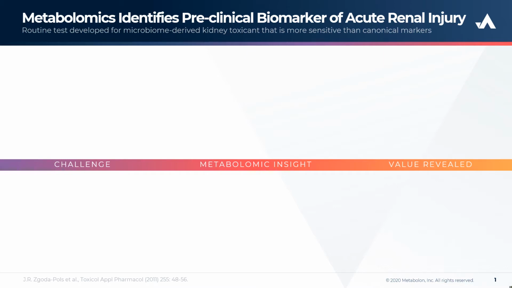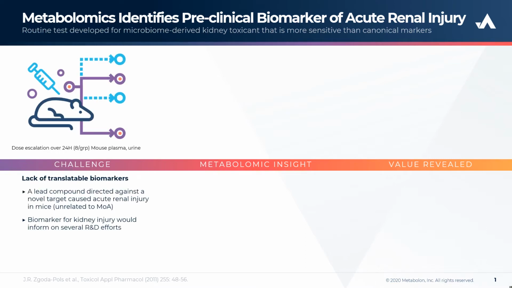So in this case, I'm going to give you an example of how metabolomics was utilized to identify a preclinical marker of acute renal injury. In this biomarker case study, a metabolite was identified as a marker of renal toxicity with off-target safety implications.